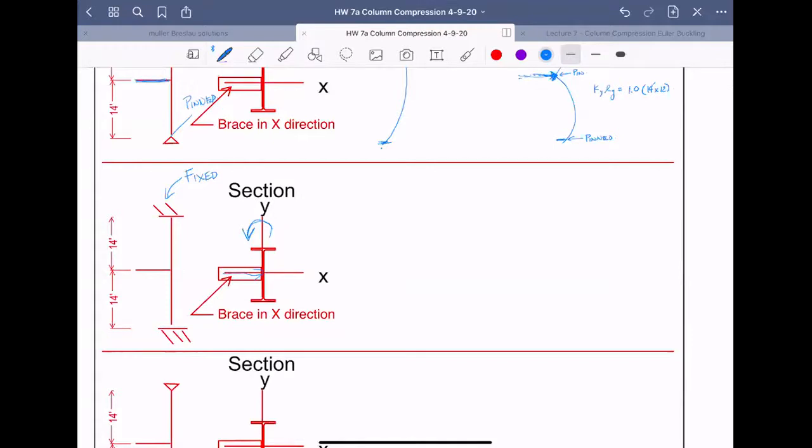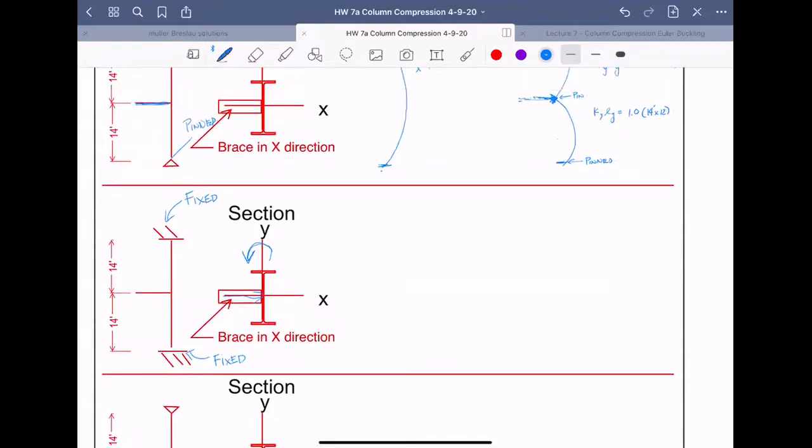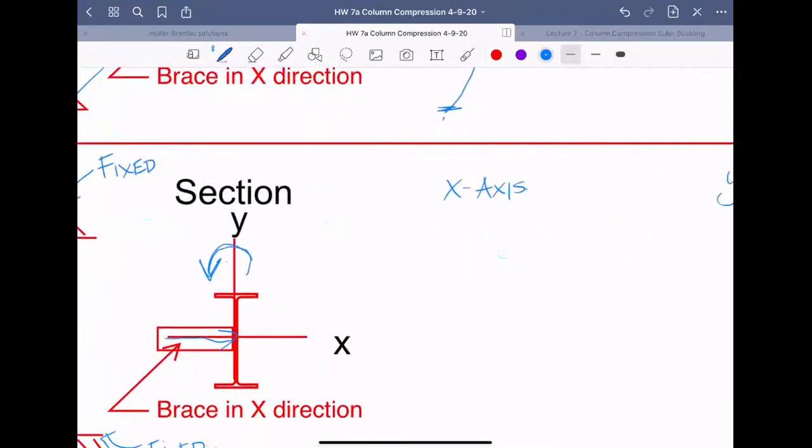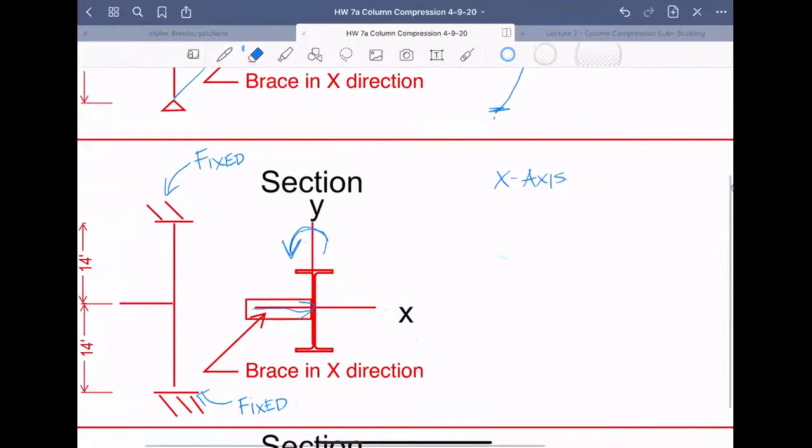So I don't feel like you need to be screenshotting this. So that's fixed and fixed, right? So then we have the x-axis, the y-axis, and what we do is we say we have a fixed. Okay, it's 0.5. Okay. So here, the way it's gonna deform. Remember, it's 90 degrees.